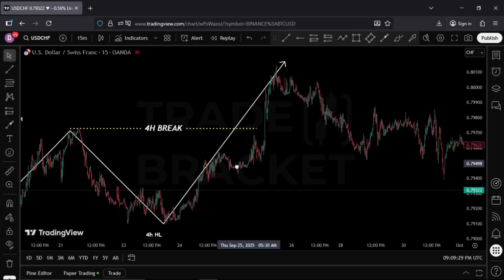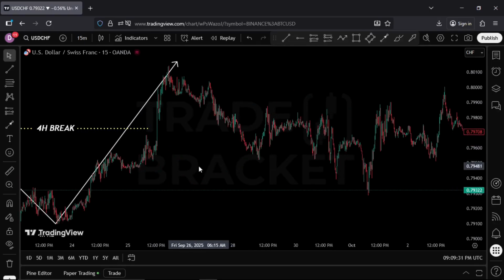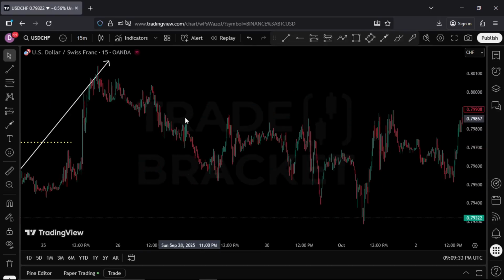So what we want to do next is mark this pullback right here. We want to mark the market structure of this pullback, guys, and this is very important. You want to learn how to mark your market structure. I'm just going to go ahead and grab this tool right here.